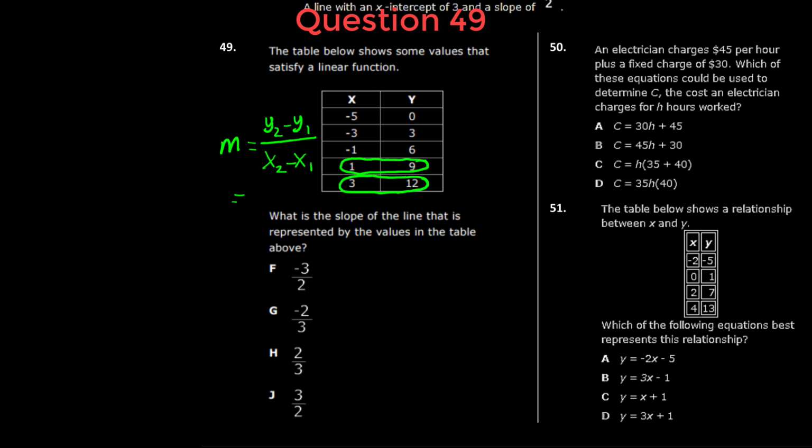And to evaluate the slope, I'm just going to use the difference of the y coordinates, 12 minus 9, over 3 minus 1. So that's going to give me +3 over 2. So J will be my answer that gives this correctly.